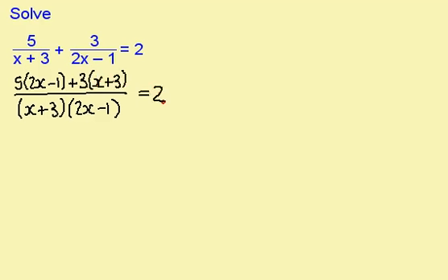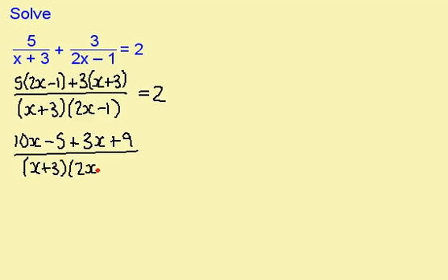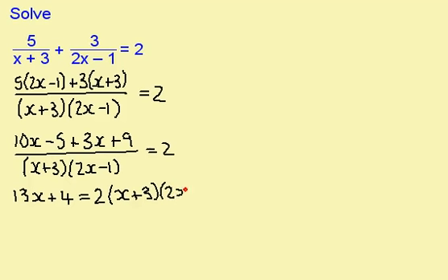This equals 2. I now need to multiply out the top, so I have 5 times 2x, 10x, minus 5, plus 3x, plus 9. This is over x plus 3, 2x minus 1, and that's equal to 2. I'm now going to simplify the top and take this up the escalator at the same time. Simplifying the top gives me 13x plus 4, and this is equal to 2 times x plus 3, 2x minus 1.